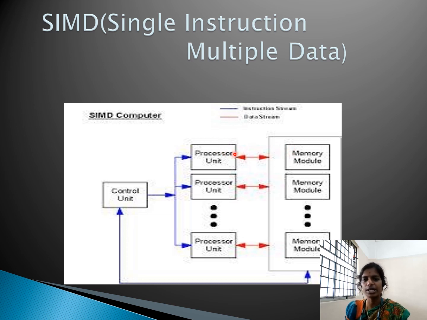For example, we can consider matrix multiplication. For matrix multiplication, the common instruction is matrix multiplication, but it is going to operate on different sets of rows and columns. That is going to be processed in each processor.